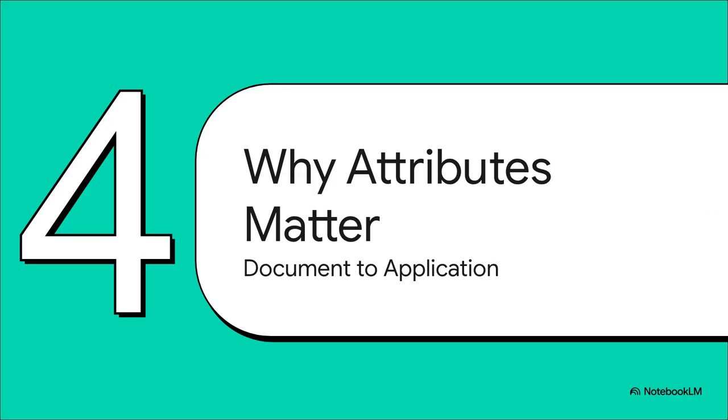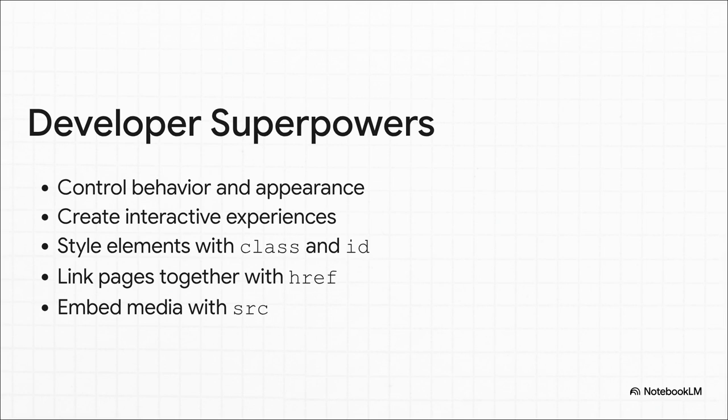So let's tie this all together. Why do we care so much about these little name and value pairs? Well, it's simple. They are the things that elevate a web page from being just a static, flat document into a dynamic, useful application. When you step back and look at it, you realize attributes are what give developers their superpowers. They give you the control to define how things look and how they act, to build interactive experiences, and, of course, to link the entire web together. You know, if HTML tags are the nouns, then attributes are the verbs. They're the action words that make things happen.